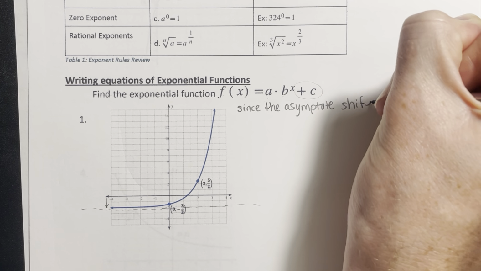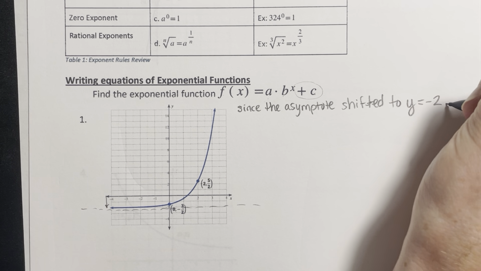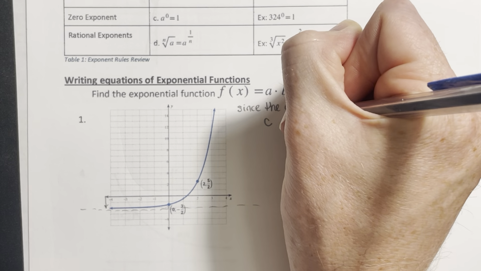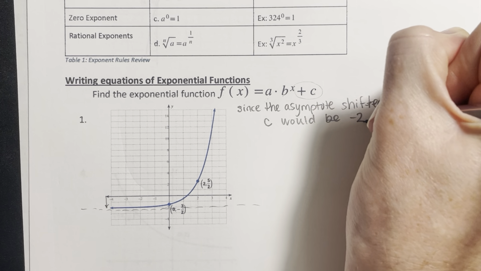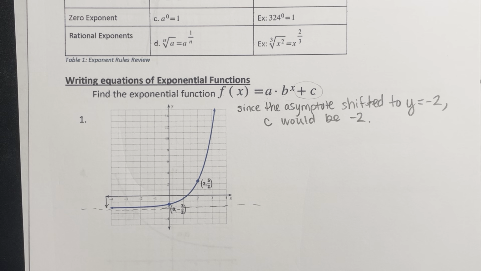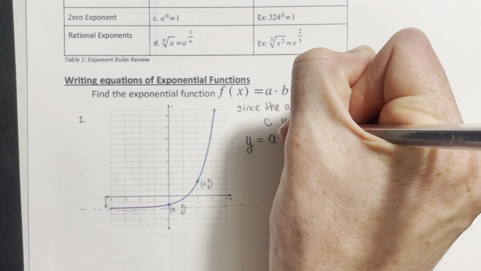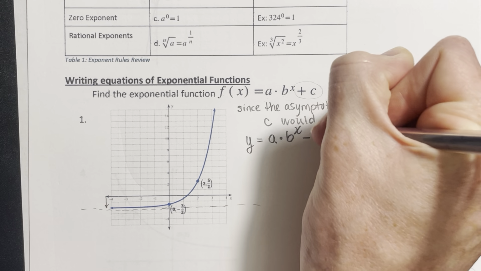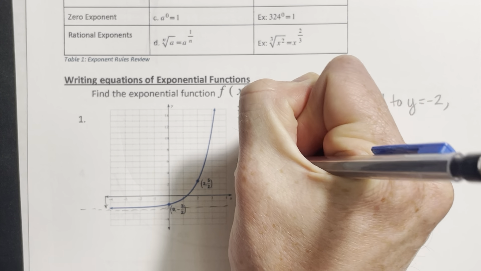So since the asymptote shifted to y equals -2, c would be -2. That would make the whole function move down 2. So I'm going to go ahead and write that out. Y equals a times b to the x power minus 2. Now we need to somehow figure out what a and b are, and we're going to use the y-intercept first.